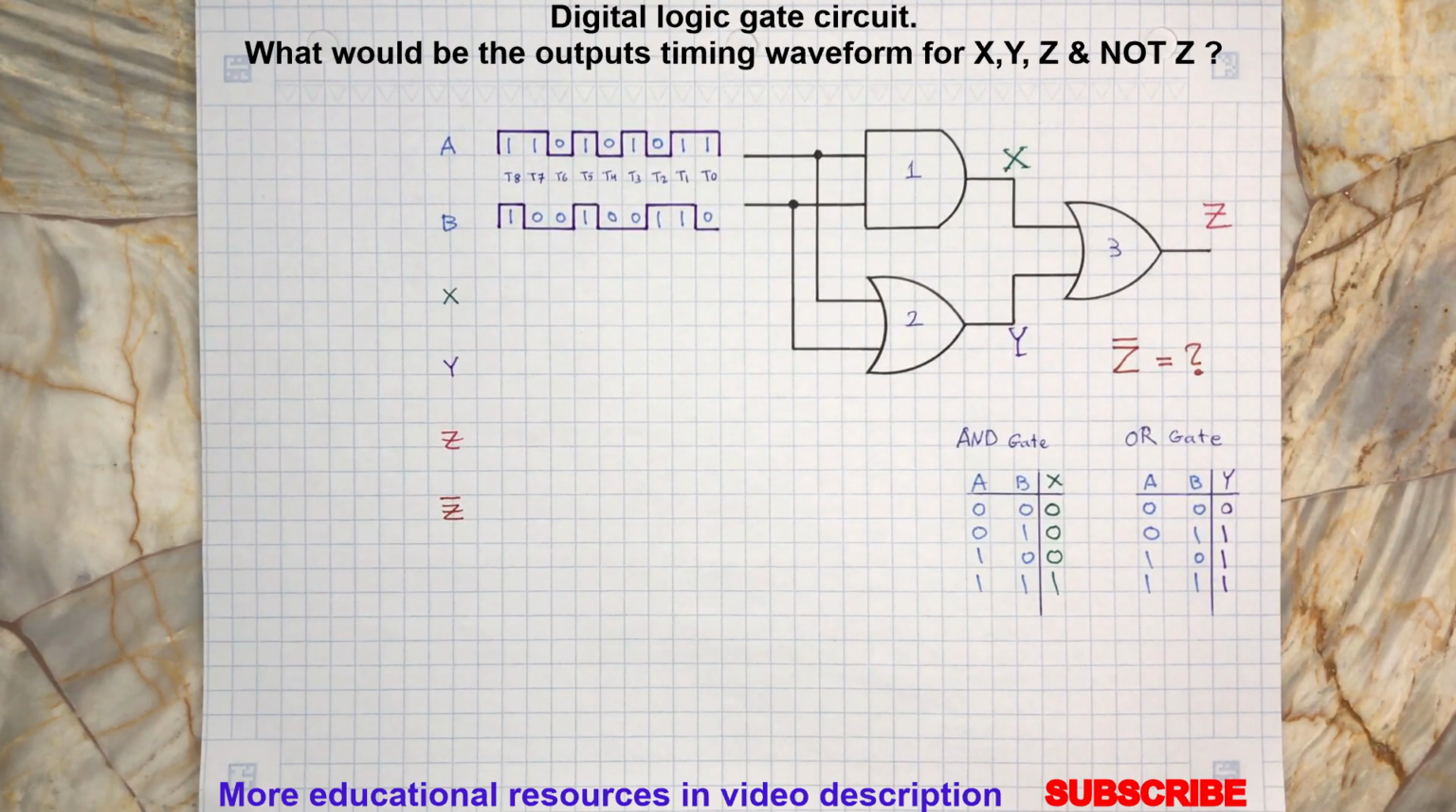Gates number 2 and 3 are OR gates. You can see the OR gate truth table here. The OR gate is called any or all, which means the output is high when any or all of the inputs are high.